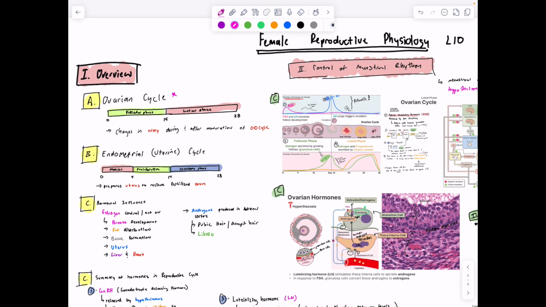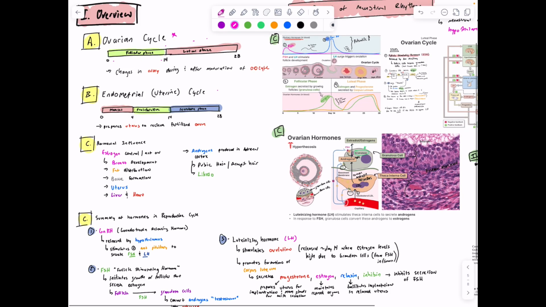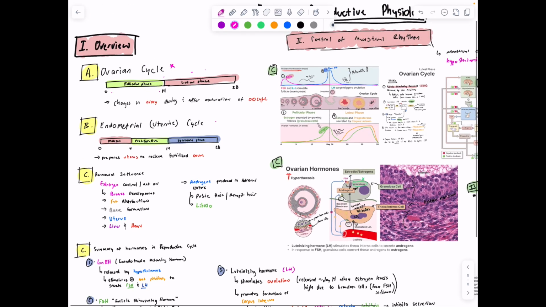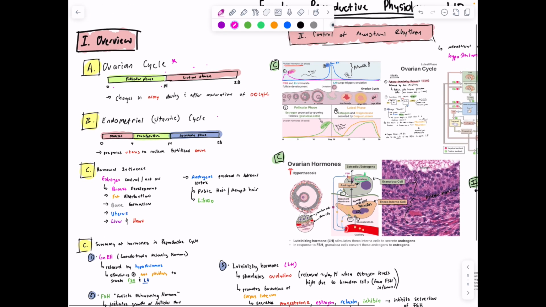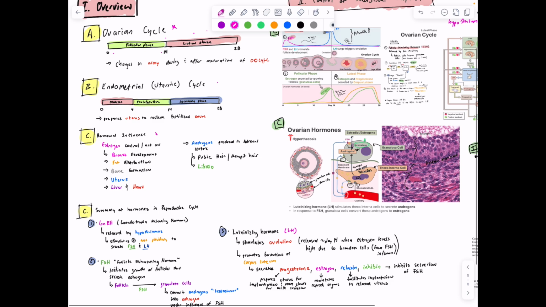We have development from primordial to Graafian follicle, then we have ovulation, then we have the corpus luteum taking over with the production of progesterone. We have our endometrial cycle, which is coinciding with this, which is preparing the uterus to receive an implanted blastocyst. So preparing for pregnancy. We have hormones involved here, estrogen, androgens, estrogens. Again, we're talking about women's development, so breast development, fat distribution, bone distribution, uterus, liver, heart.